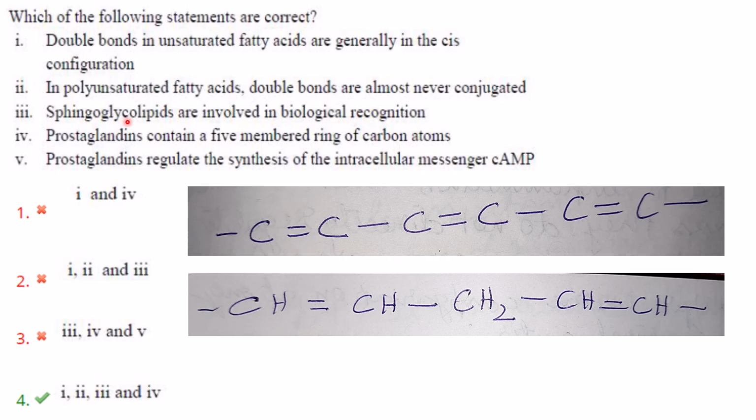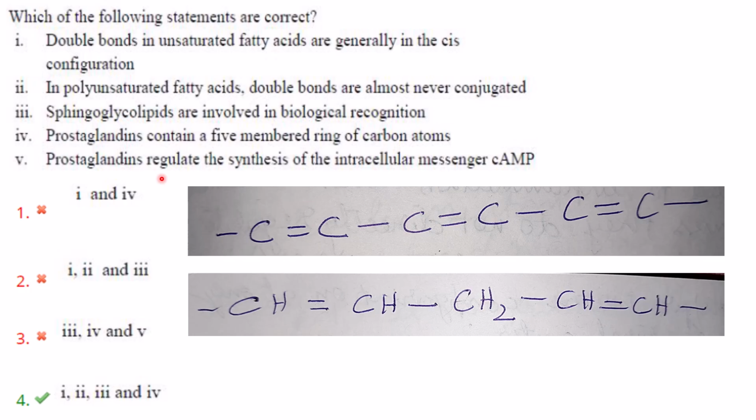Then sphingoglycolipids are involved in biological recognition. Yes, sphingoglycolipids are found on the outer leaflet of the plasma membrane. They have the carbohydrate group which is exposed outside, and this carbohydrate group helps in cell to cell communication, adhesion, as well as in immune responses. So 3 is also correct. Prostaglandins contain a 5-membered ring of carbon atoms. That is also correct.